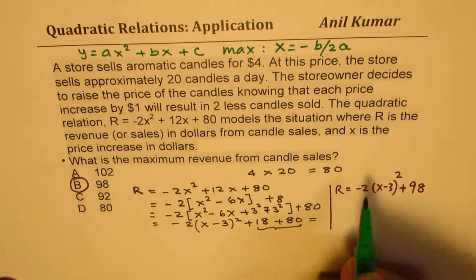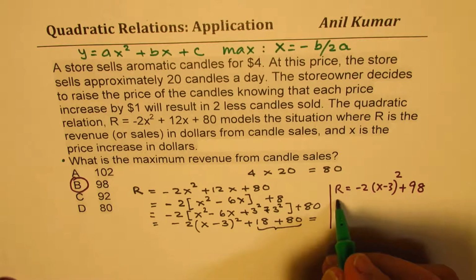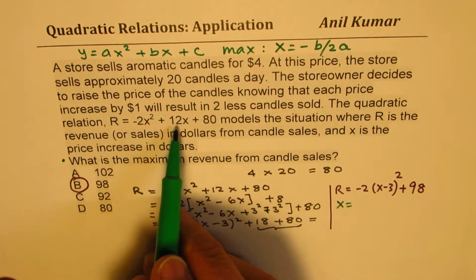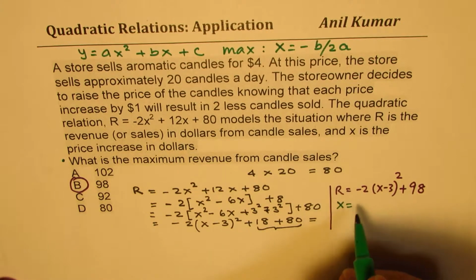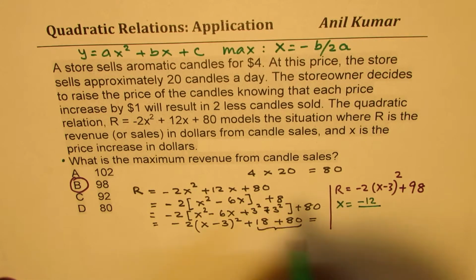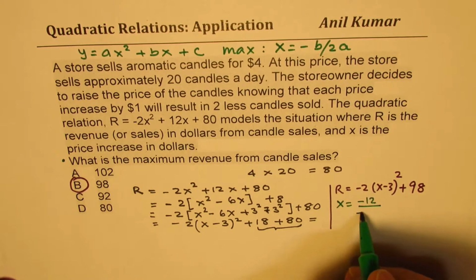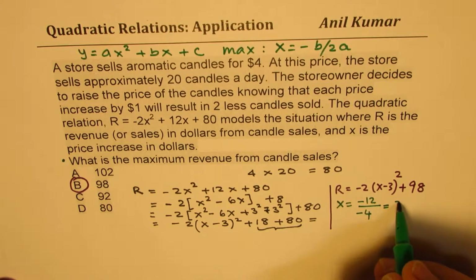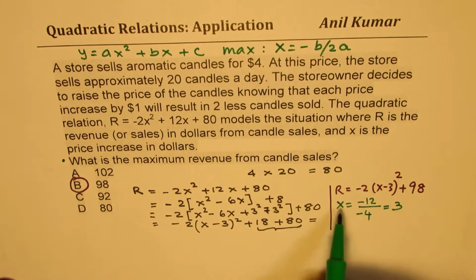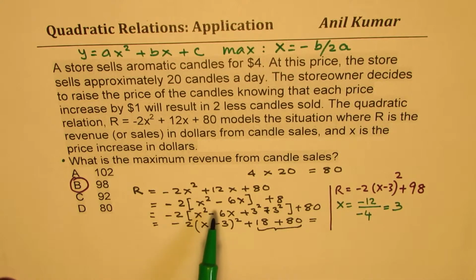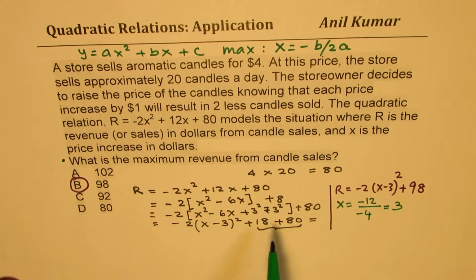So here you could have got this value directly as x equals minus b, which is minus 12, divided by twice a, which is minus 4. And this value is 3, right? So 3 is the change in price, which will give you maximum revenue. So that is one way you could do. But completing the square helps, especially when you have 3 questions to answer.